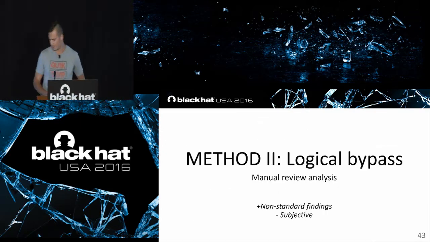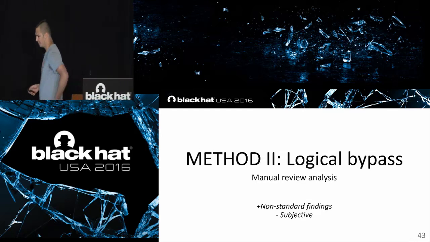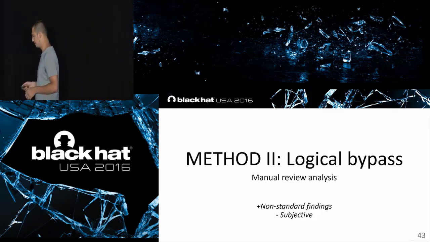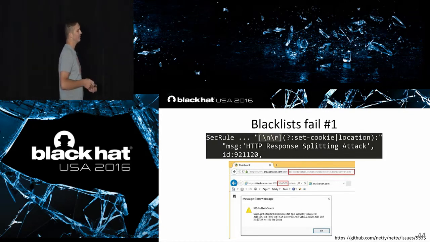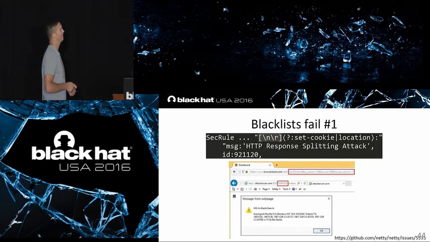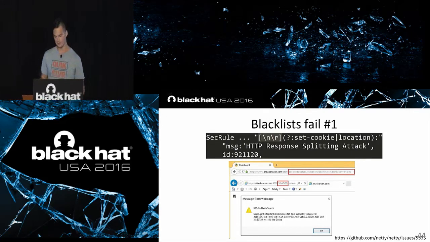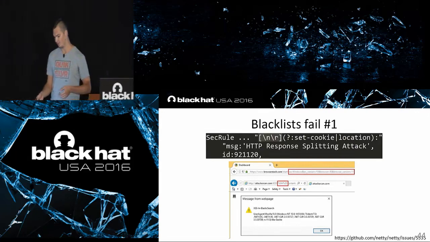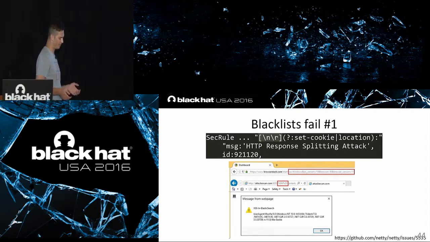All right. I will just go through that pretty fast. Method 2, finding logical bypasses during manual review analysis, has been here for ages, so I will skip it pretty fast, just mentioning the contribution. Well, the blacklist is always a fail because, as far as researchers go, they can identify new vulnerabilities WAF creators didn't think of. So this is a screenshot from Elasticsearch, I think one of the latest versions, and it is vulnerable to HTTP response splitting due to usage of the native web server.